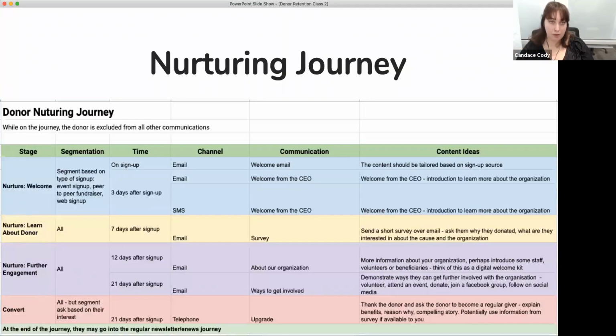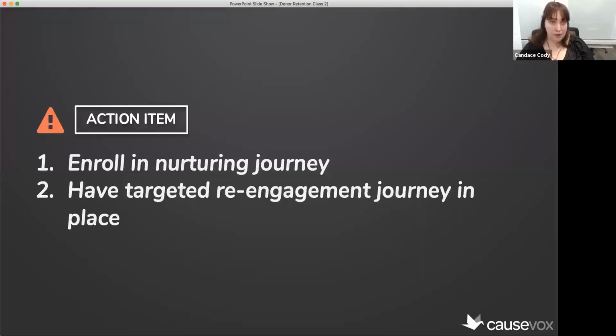And so we went over the nurturing journey last week in pretty extensive detail. You can come back and review this later. So the action item for you is for those donors to enroll them in a nurturing journey, and then have that targeted re-engagement journey in place.